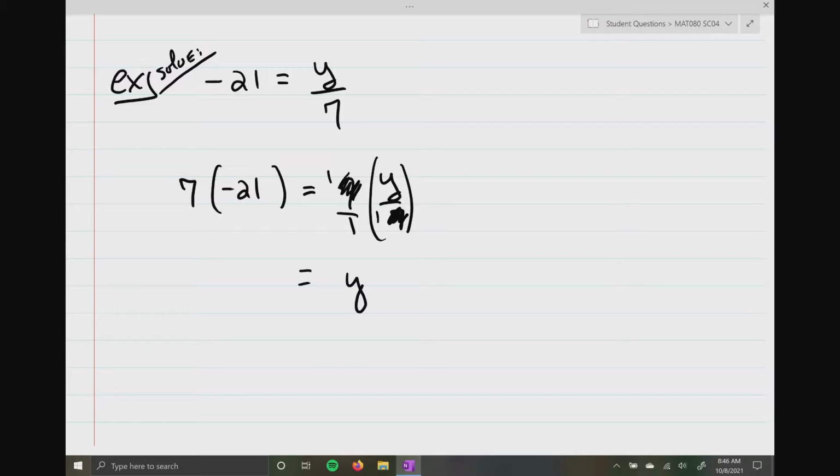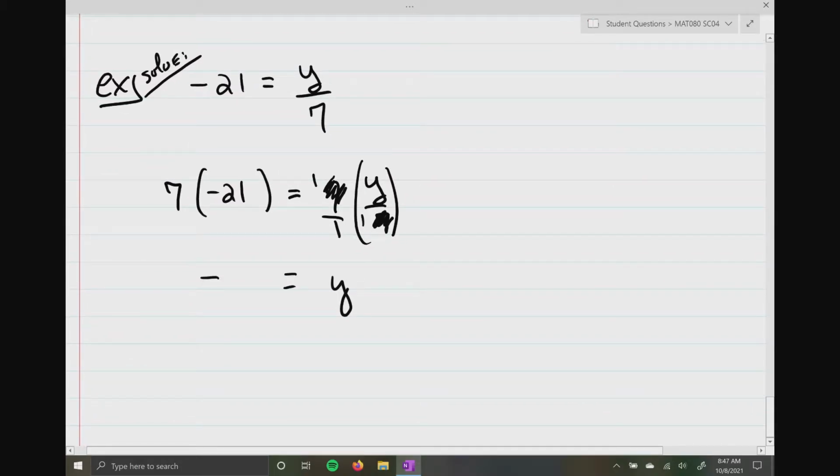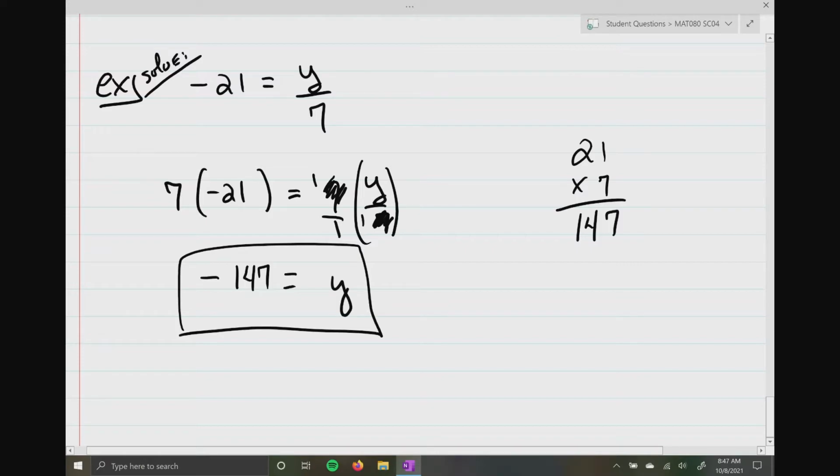The left-hand side is the hard part. A positive times a negative is a negative. 21 times 7 is 147. Does that make sense, everyone? All right. So now I'm going to give you one to do.